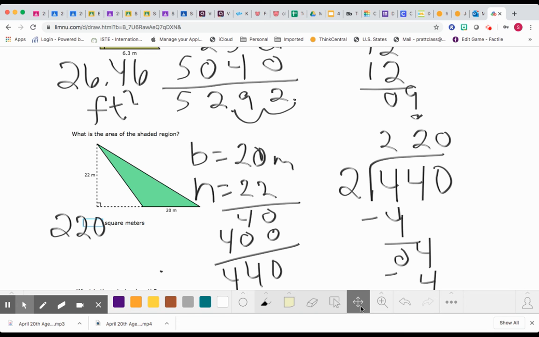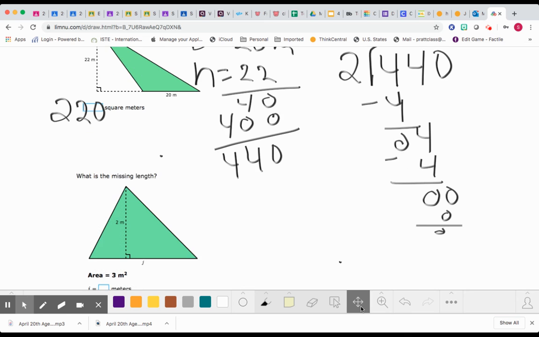Okay. All right. I know this seems like a lot of math, so I don't want you to get stressed out. So it's very simple things that we have already learned how to do. You are just doing a lot of multiplying and a lot of dividing. Okay. So once you get the hang of it, it's going to be super easy.